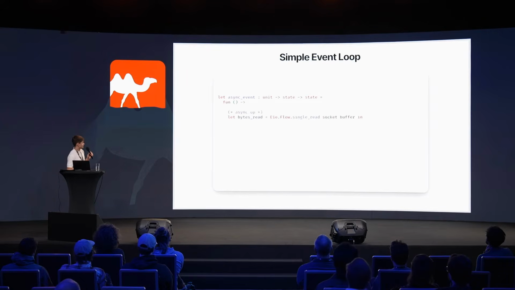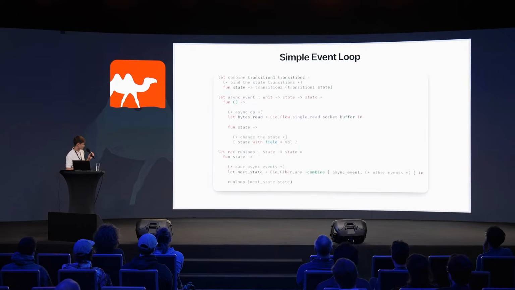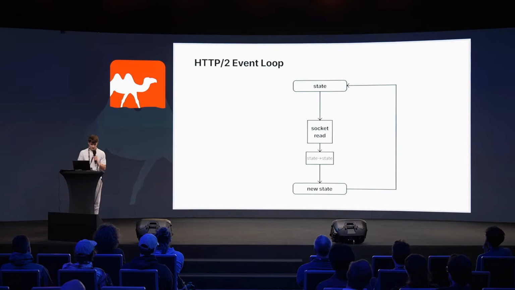So it looks like this. We have some event, like reading from a network socket, where we're waiting for some bytes. We return some transformation of the state, and we close it in a loop. We race those events with Fiber.any, and we combine them. If multiple finish, then we get the next state and loop back. So in HTTP/2, there is one event at the very beginning: we're just waiting for the bytes to arrive from the network.